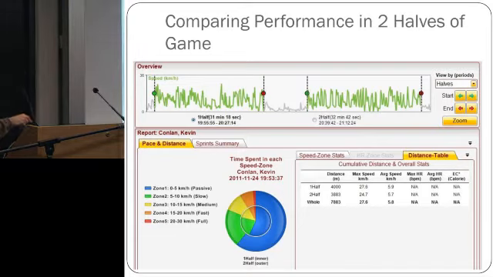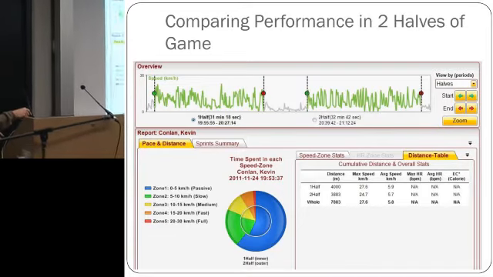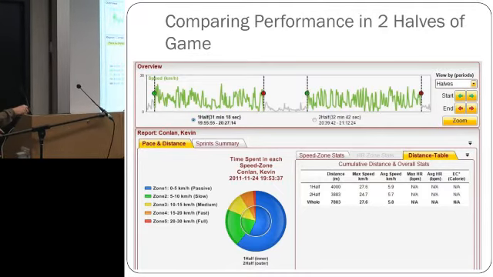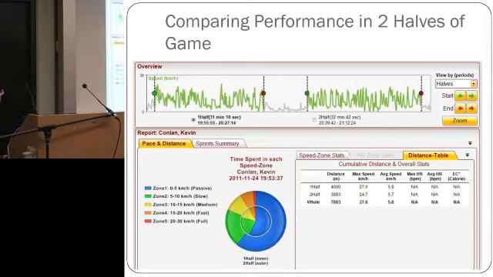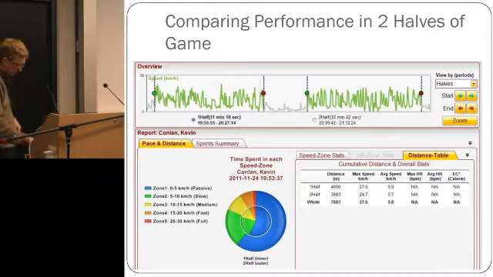We can see that the inner circle, I think, is the first half. We can see that higher speeds are about the same for the two halves, lower speed, a slight differential between them, but quite similar. So it gives you an idea that the guy is probably pretty fit. He didn't wear out during the game.